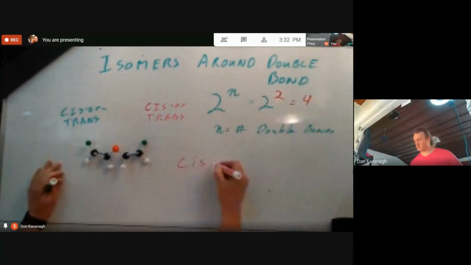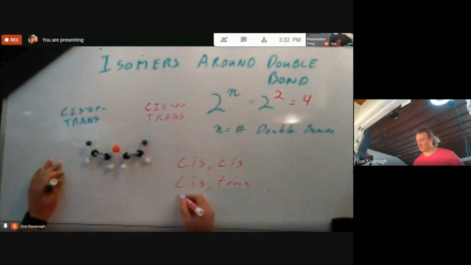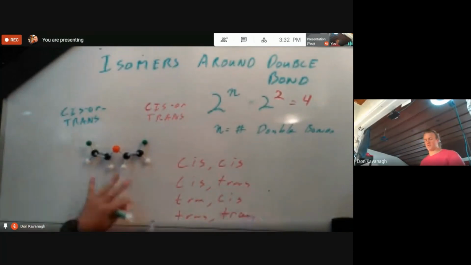Cis, cis, cis, trans, trans, cis, or trans, trans being the 4 different isomers that this diene could take on.